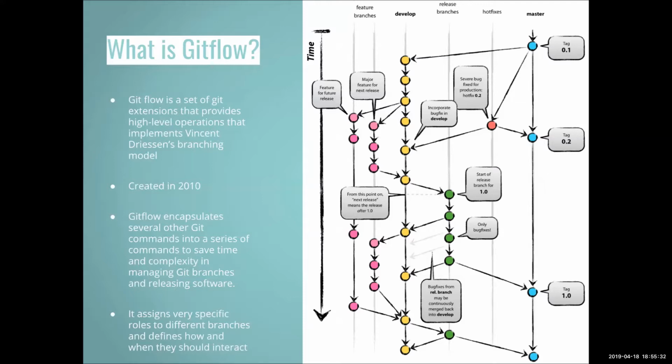Git flow encapsulates several other Git commands into a series of commands to save time and complexity in managing Git branches and releasing software. It assigns very specific roles to different branches and defines when they're used. So this picture, don't let it be intimidating. It's trying to give you an overview of what's going on with Git flow.